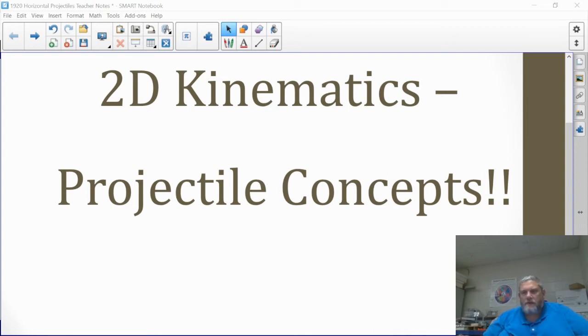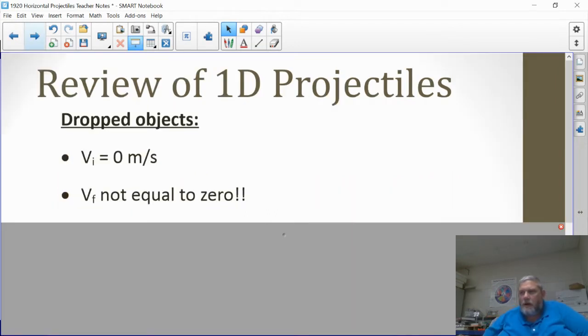Okay, folks, we're going to now look at projectiles. We're going to combine what we know about free fall that we did before the last test, and the vectors that we were doing before the last test. We're going to combine those together, both the x and the y directions, and look at how a projectile works. So we're going to start off by reviewing 1D projectiles real quick.